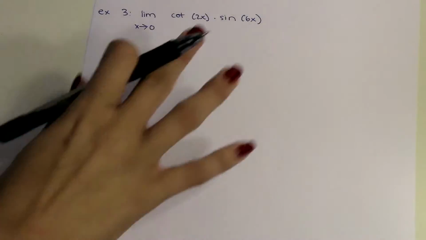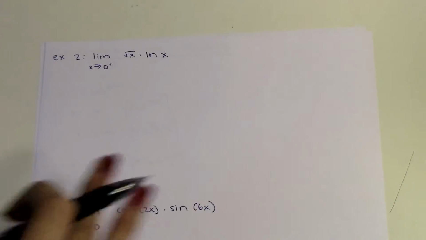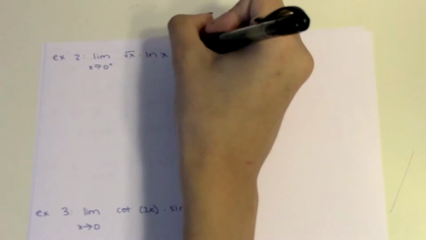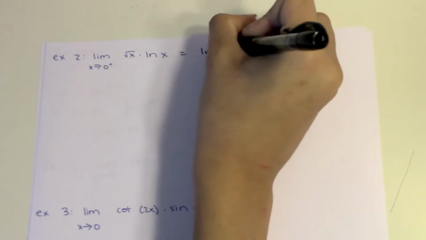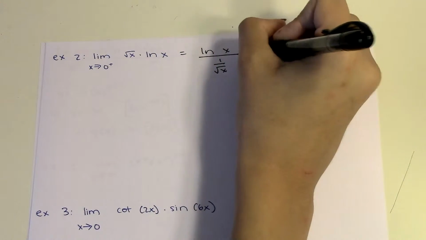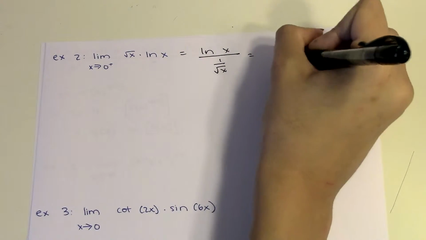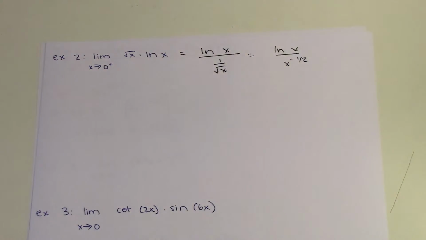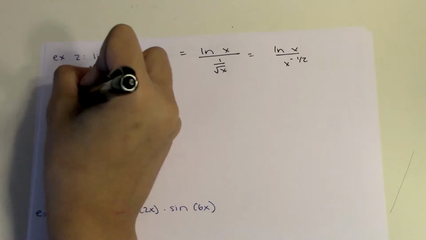And feel free to pause if you feel like you understand the concept and try these out before me. So now I'm going to change this to ln of x over 1 over square root of x, and change that again for the purpose of finding derivatives to this. Now we can use L'Hopital's.